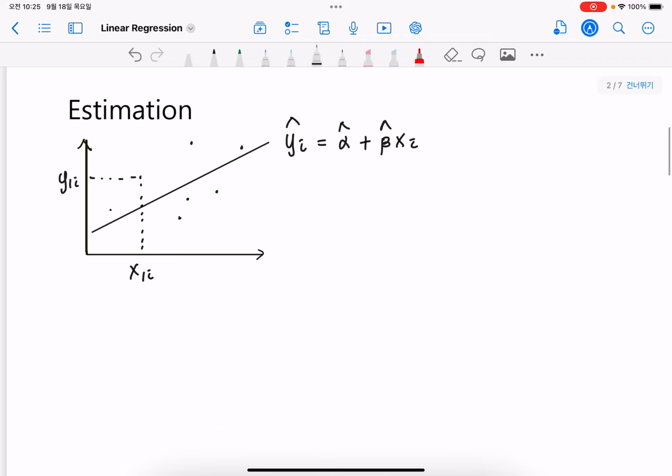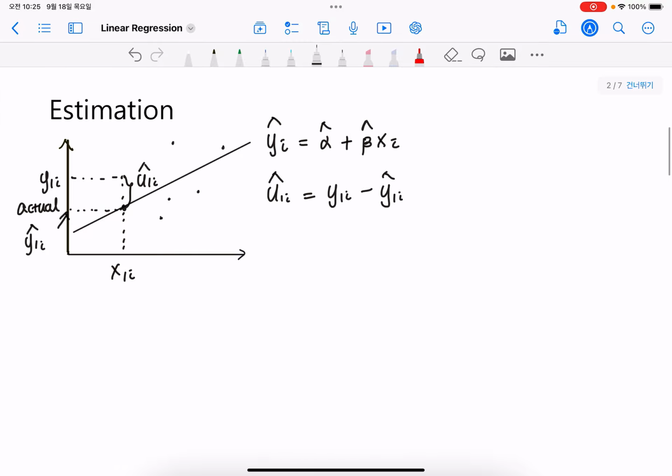This is, by the way, the actual value of y. And then here, the y under the regression line will be the y hat, and more specifically, y1 hat given x1i, right? So this difference is called the u1i hat. So u1i hat is the residual term that I have mentioned earlier. And u1i hat is the y1i minus the y1i hat under the regression line.